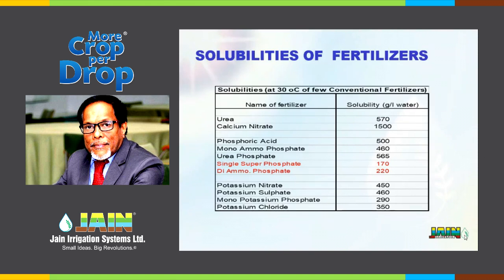If you look at single superphosphate, which I put in red in the slide, 170 grams, in a way of speaking it is not even soluble at all when you put a lot of superphosphate in a large bucket of water. So it's not advised at all for fertigation. Diammonium phosphate, DAP, your favorite fertilizer, is not recommended for fertigation. If anybody did it by mistake, they would have suffered system problems or not even suction taking place. Potassium nitrate and potassium sulfate are all water soluble ones.